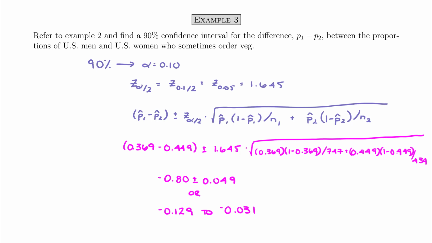12.9 percentage points. If those values had been positive, then it would have been greater than. In this case, we are talking about it's smaller than. So the difference is going to be somewhere between 3.1 and 12.9 percentage points when we compare the men to the women.